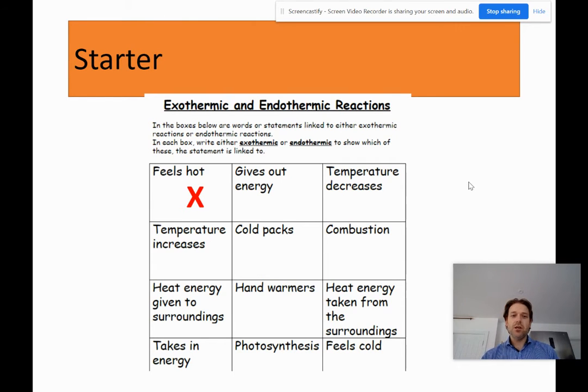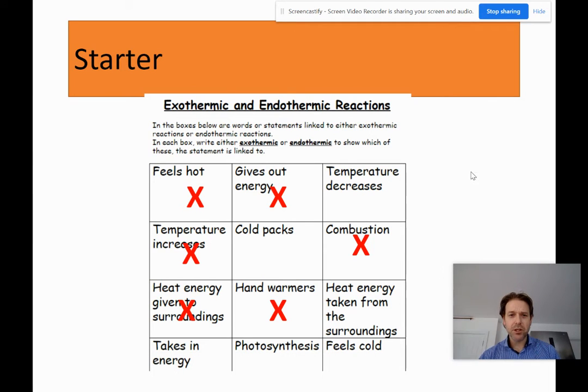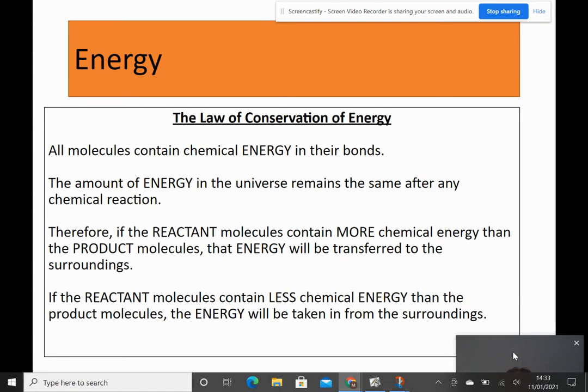So exothermic reactions are ones that feel hot, ones that give out energy, ones where we see a temperature increase, ones where we often see combustion, something burning, okay? One where the heat is given to the surroundings. An example is hand warmers. All of the other ones on here would be an example of what's happening with an endothermic reaction, okay? So the opposite type of chemical reaction. Okay, so done a quick recap on that.